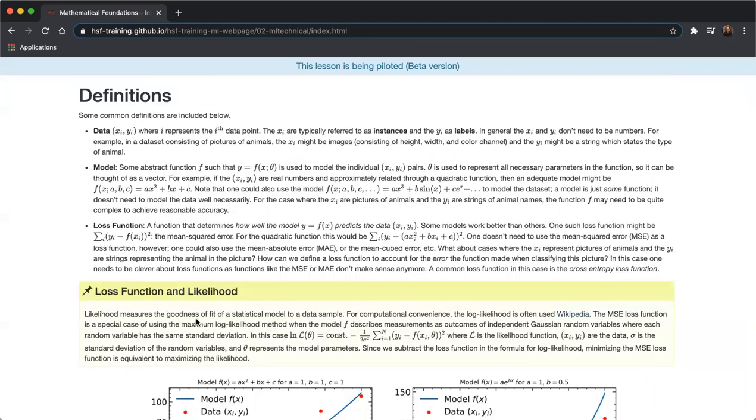Likelihood measures the goodness of fit of a statistical model to a data sample. Log likelihood is often what's used. Here's the formula for log likelihood. ln L of theta equals a constant minus the loss function. This fancy L is the likelihood function.